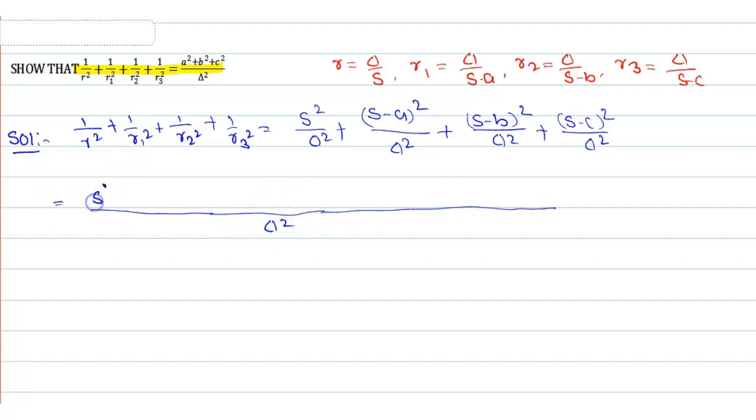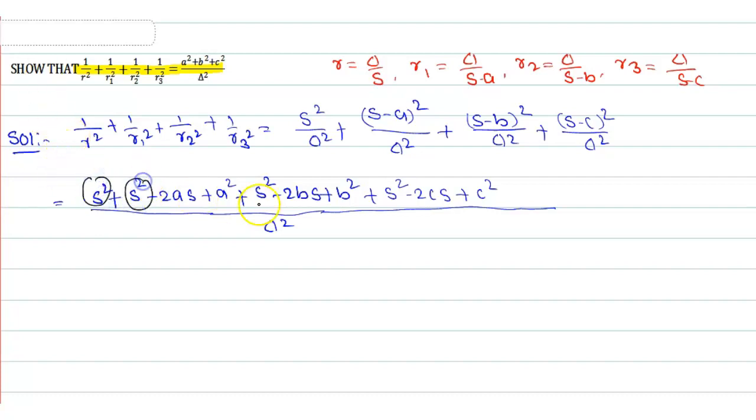So first value s² plus second value I can expand (s minus a) whole square, so that is s² minus 2as plus a², plus (s minus b) whole square, s² minus 2bs plus b², and the third value s² minus 2cs plus c². Here I can add the similar values, s² plus s² plus s² plus s². I have 4 s² terms, so I am writing 4s².